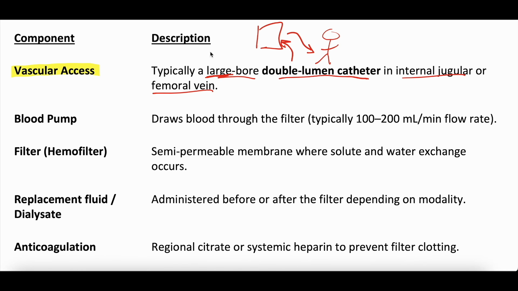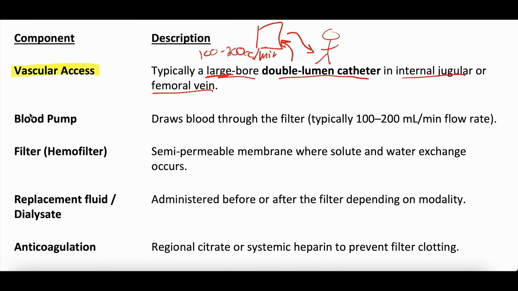They need to be large bore because they need a really high flow rate. Sometimes 100 to 200 cc's per minute of blood flows through here. So they can't be small. They've got to be large bore. And there are particular dialysis catheters that we often place to do this.